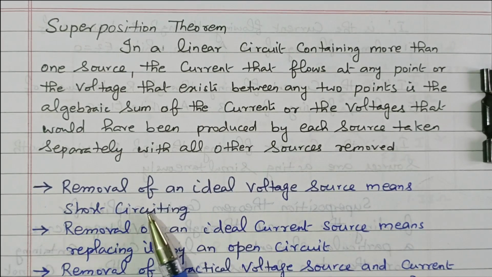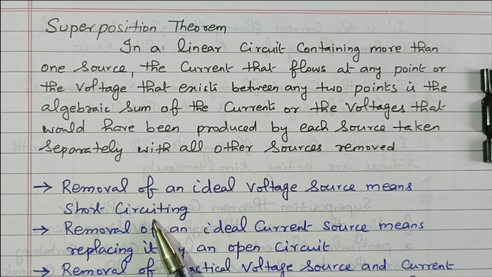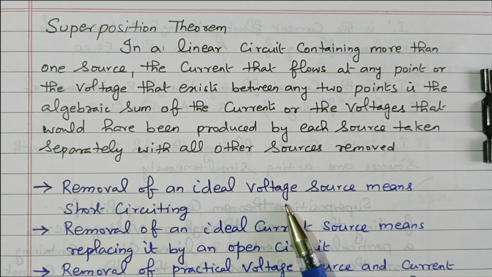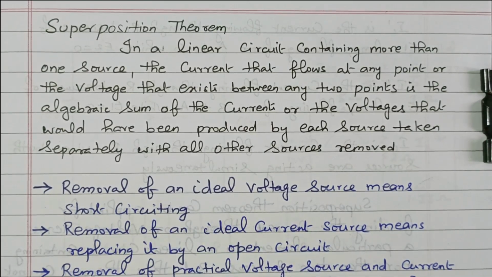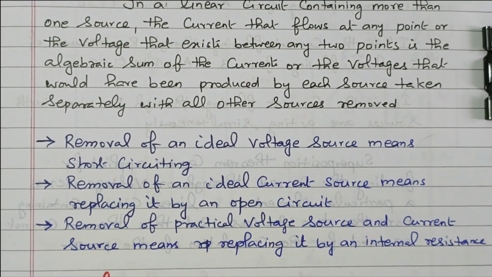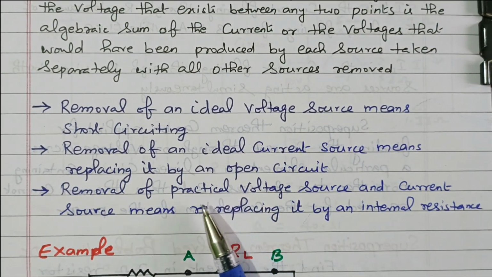So the removal of an ideal voltage source means short circuiting. So we need to remove either the current source or the voltage source. If you remove the ideal voltage source, it means a short circuit. After removing the voltage source, we need to make a short circuit. Similarly, removal of an ideal current source means replacing it by an open circuit. If you remove the current source, we need to keep it an open circuit.